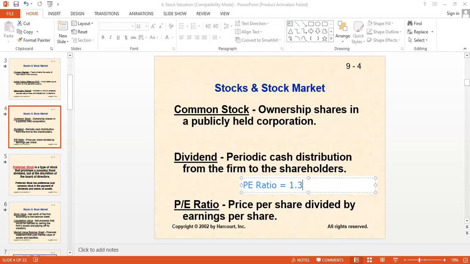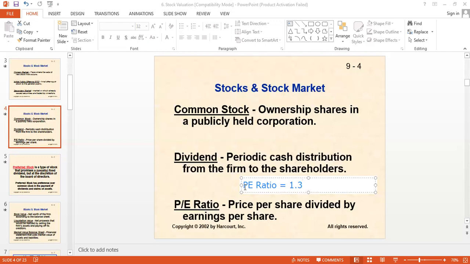For instance, earnings per share is 1, and price per share is 1.3. So 1 and 1 are equal, and price per share is 30% more. PE ratio means price against earnings.